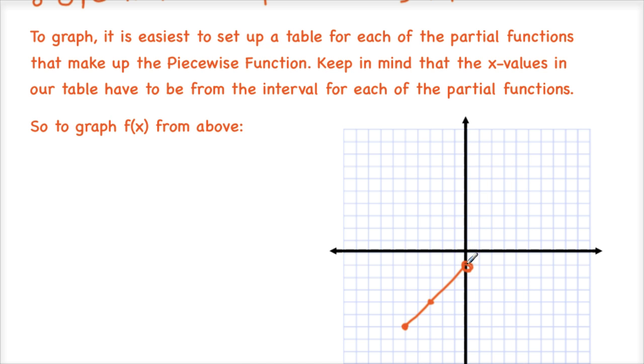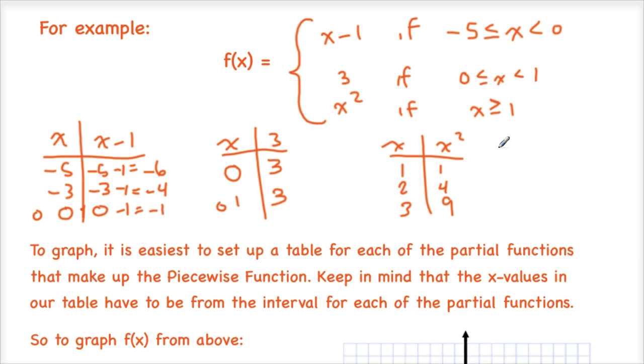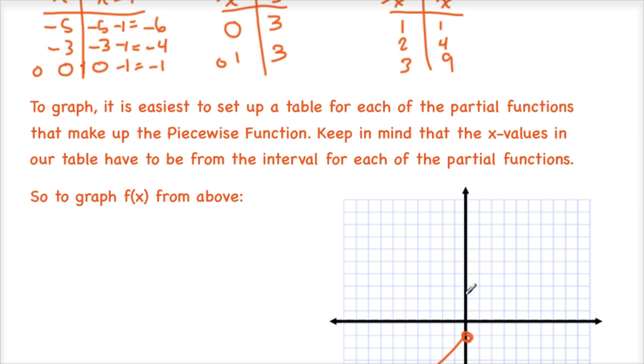So I have the function x minus 1 defined over the interval -5 inclusive to 0, that's graphed. Now I have to graph f of x equals 3 over 0 to 1. So it's a constant function.